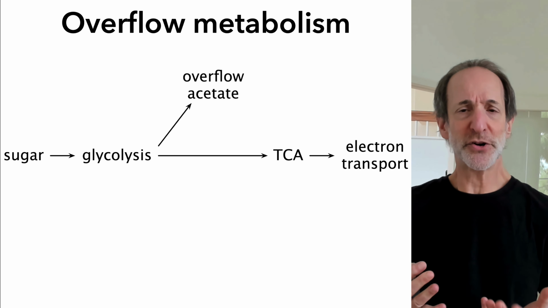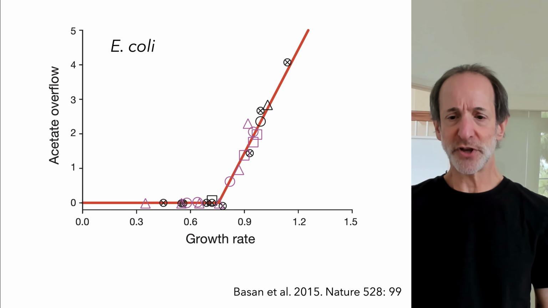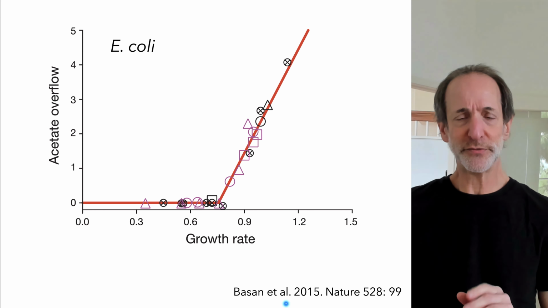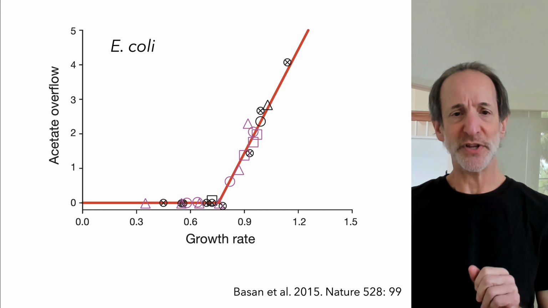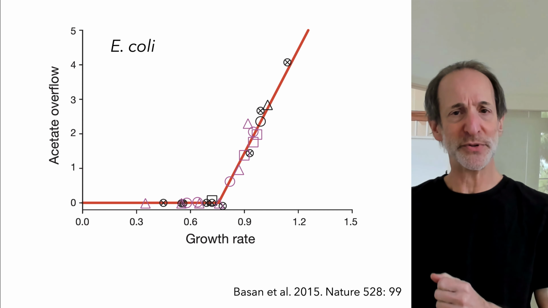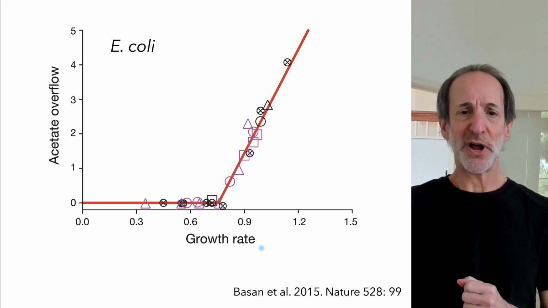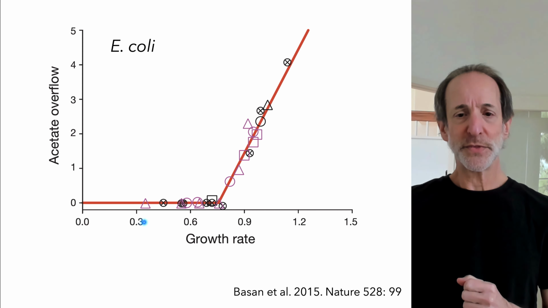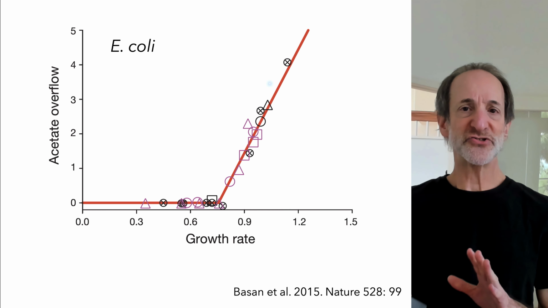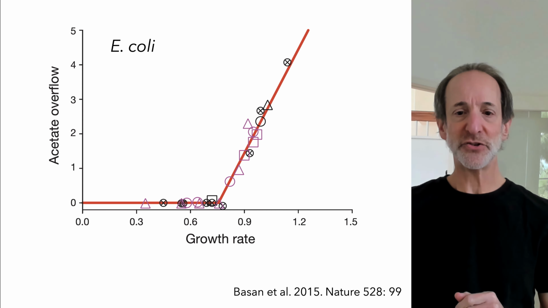So there's a very big literature discussing the nature of overflow metabolism. There was a very nice study published just a few years ago in Nature by Basan et al. I'll briefly tell you about this. Overflow metabolism happens in yeast and bacteria. It also happens in human cancer cells. So it's quite a widespread phenomenon, but they studied E. coli in the laboratory. And these different symbols represent different strains of E. coli that were taken into the laboratory and grown under different conditions.